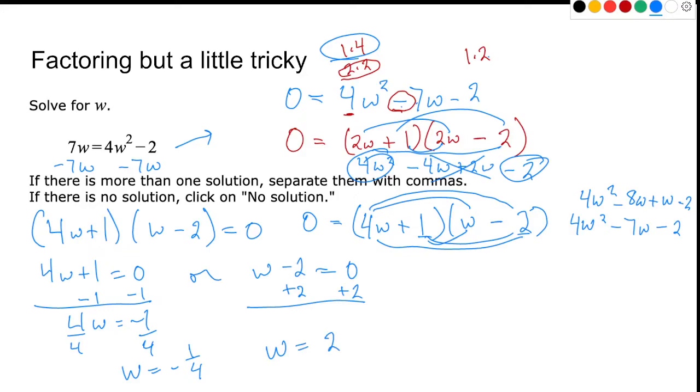So 2 answers. Notice that you always end up with the opposite of what the factoring was. And again, we'd want to write this as w equals negative 1/4, comma 2. So there's using factoring, still with the tricky part.